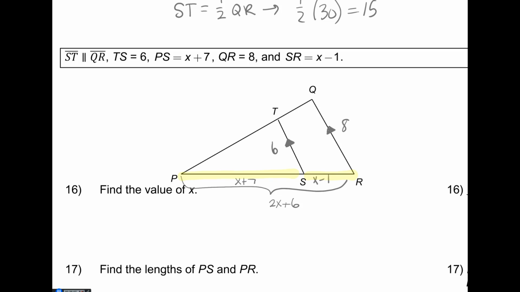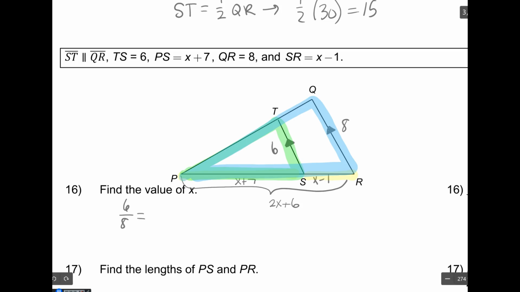And I need to use proportions. So I see I have two triangles here. I have this triangle, and then I have this larger one right here. So I'm going to do small triangle segment over big triangle segment equals small triangle segment over big triangle segment. So 6 over 8 is going to equal, all right, I have the green segment over the blue. I'm going to have my green segment, x plus 7, over my total segment, 2x plus 6. And once you have that, it's just setting up the proportion. That's the difficult part. Then it's just cross multiplying, solving for x.